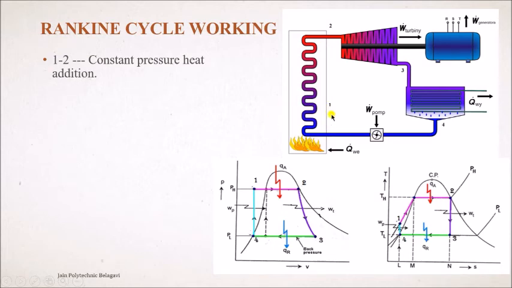What happens is, the pump takes the water from the condenser and pumps it into the boiler. So this is the boiler. Inside the boiler there are tubes placed in parallel. When the heat is produced, the water slowly starts getting converted into steam, and at point 2 you get superheated steam.